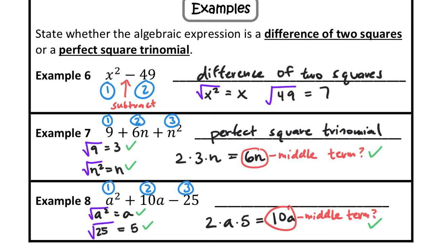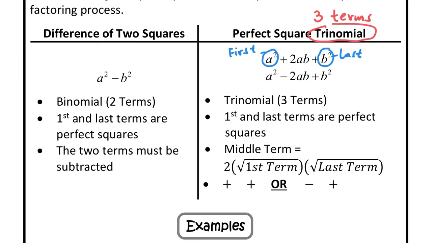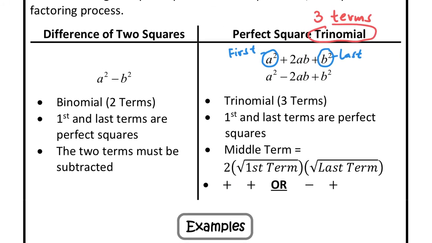But there's one thing that we didn't check for in example 7, right? We need to also check that there's either a plus plus or a minus plus. So if you notice in example 8, we have a plus minus. So that's a problem, because if we go back up here, we should have either a plus plus, which is like example 7, or we should have a minus plus. So we can't have a plus minus. We can't have a plus in the middle and a minus at the end.